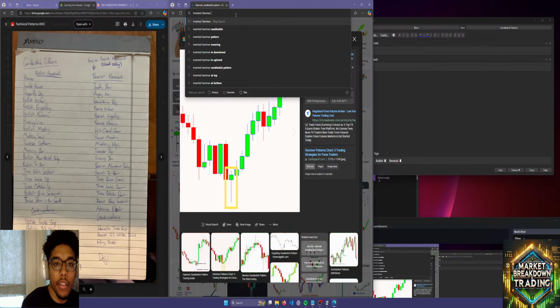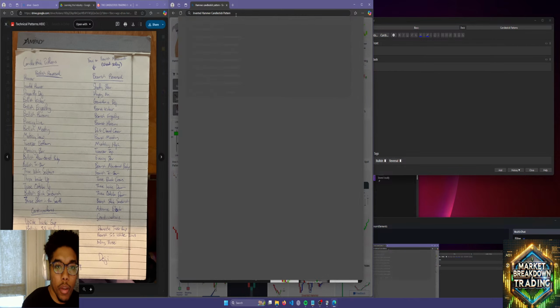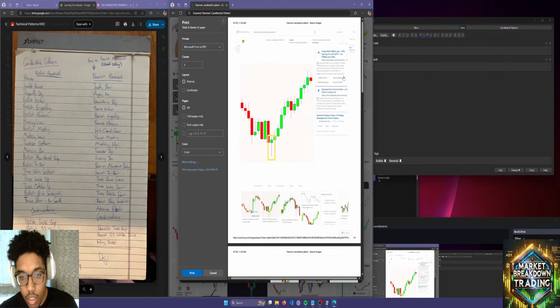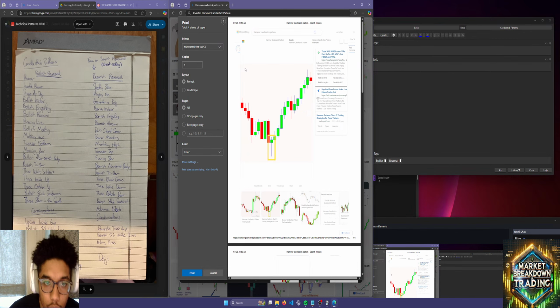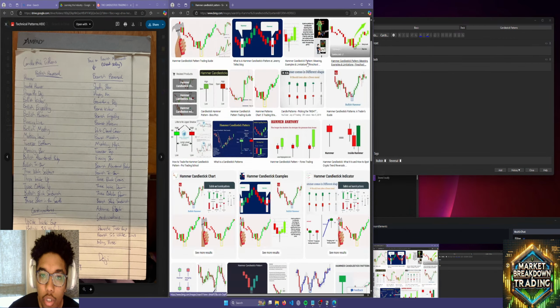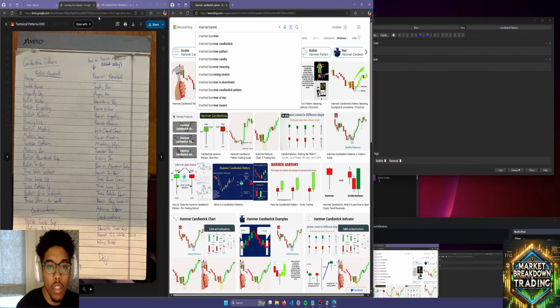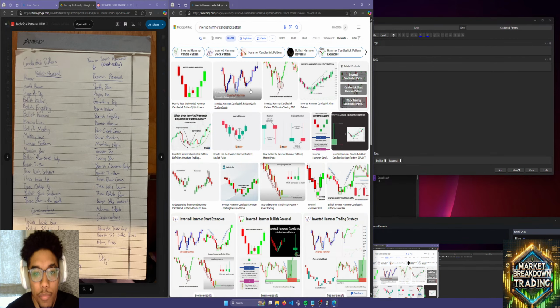inverted hammer candlestick pattern. So we might not get through all of these today, because I do also want to make some progress on the trading strategy front, but I want to at least show you what the process looks like. So inverted hammer candlestick pattern.